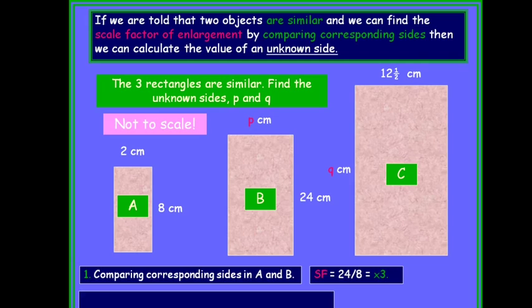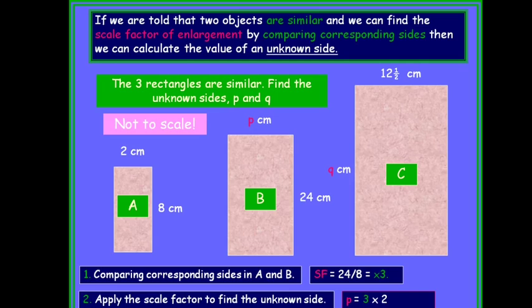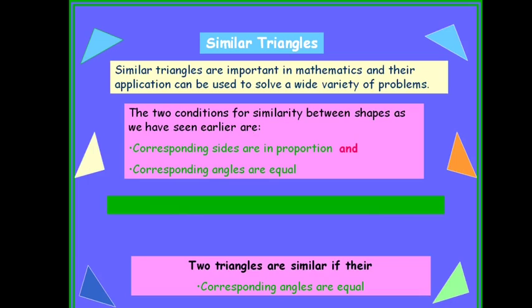So in that case, apply the scale factor to find the unknown side. We're going to apply the scale factor, 3 times A, to get the corresponding side in rectangle B. So P is equal to 3, that is the scale factor, into 2. 2 is the corresponding side in rectangle A, which gives me 6 centimeter. So the value of P, or length of P, is 6 centimeter.